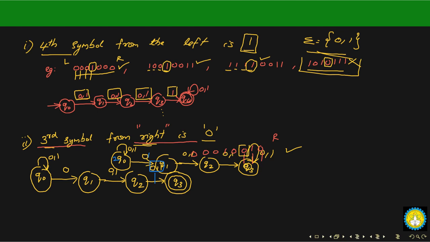This is our second alphabet from the right. This is going to be our third symbol, third symbol from the right. Alphabet and symbol both refer to the same thing. So the third symbol from the right has to be a 0, and initially you can see any type of symbol, 0 or 1. So this will accept all the strings having the third symbol from the right as 0.